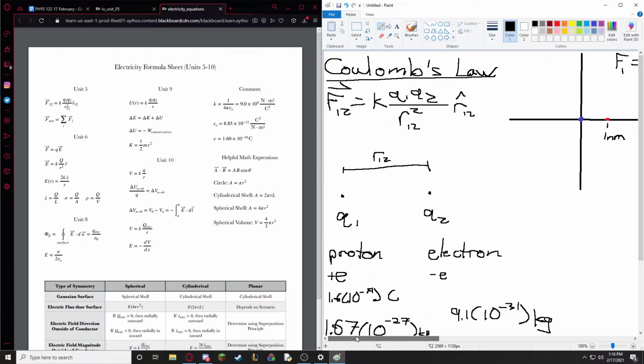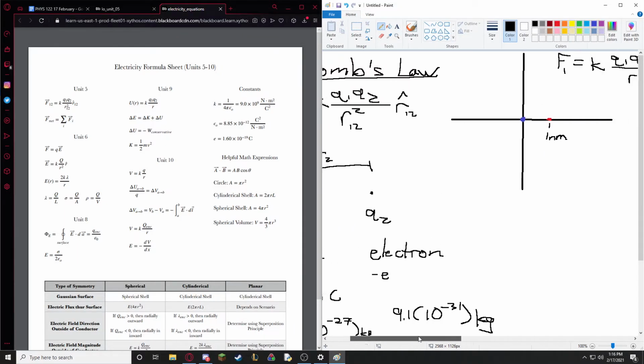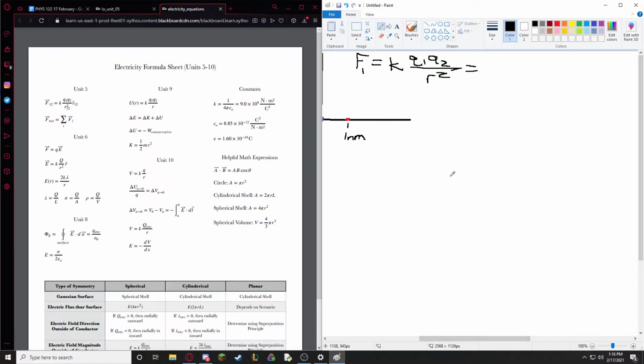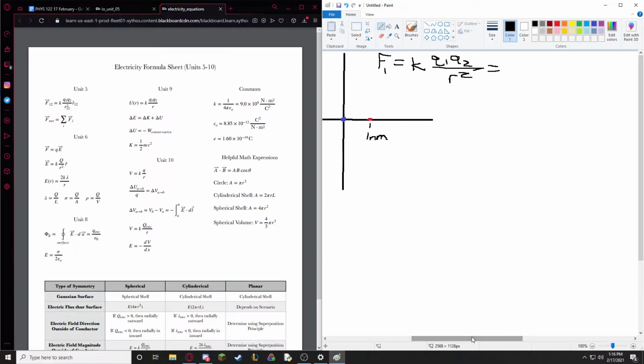We know the charges. It's plus and minus 1.6 times 10 to the minus 19. We know our R is 1 nanometer, and we'll have to convert that to SI units. We'll convert it to meters, square it. Do we know what the value for K is, our constant K?